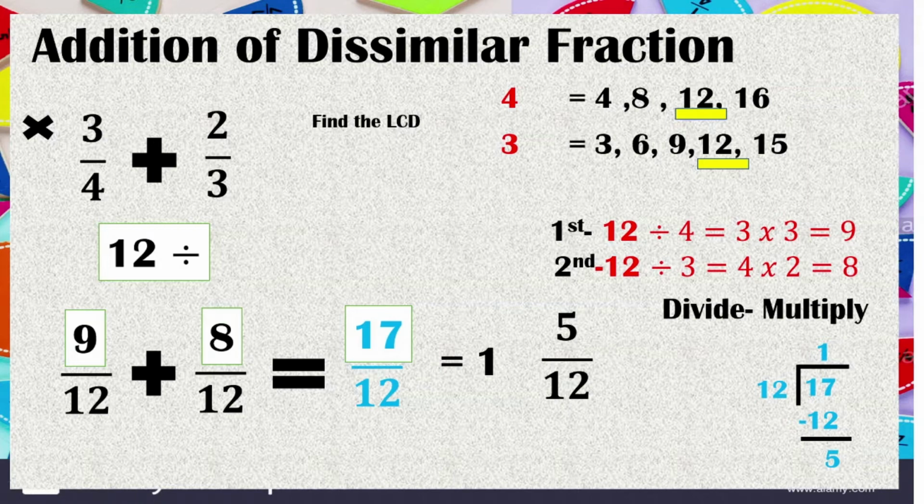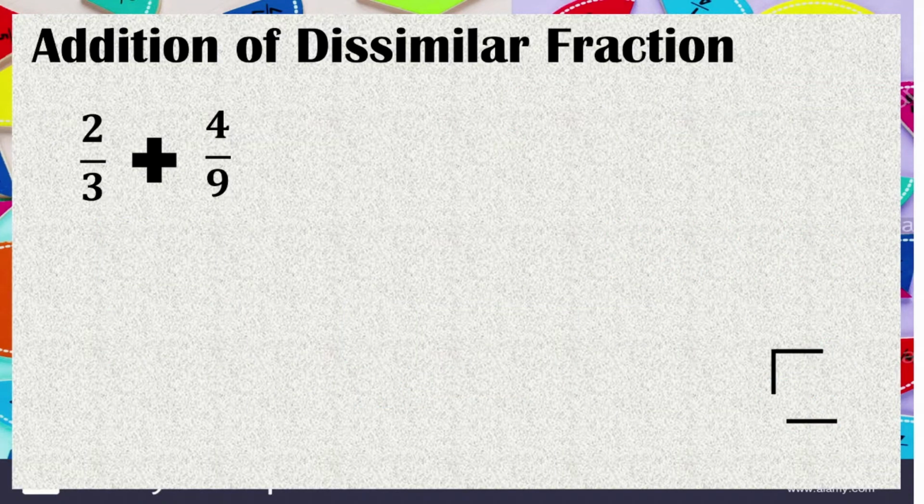Napakasimple lang. Find the LCD using the LCM, then divide it to all denominators and multiply to the numerator. Another example. Let's say we have 2/3 plus 4/9. Again, ano yung gagawin natin? Let us find the LCD or LCM of 3 and 9.